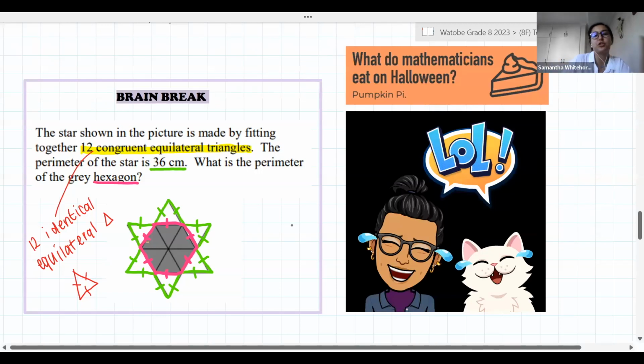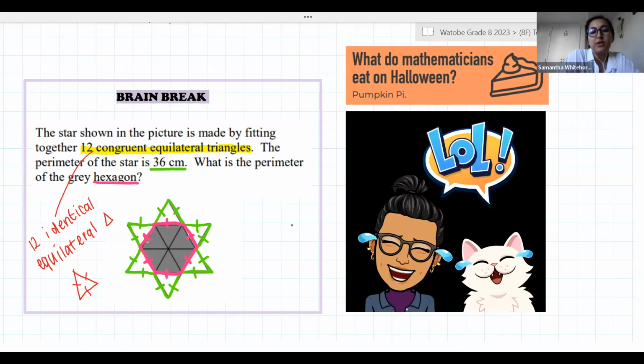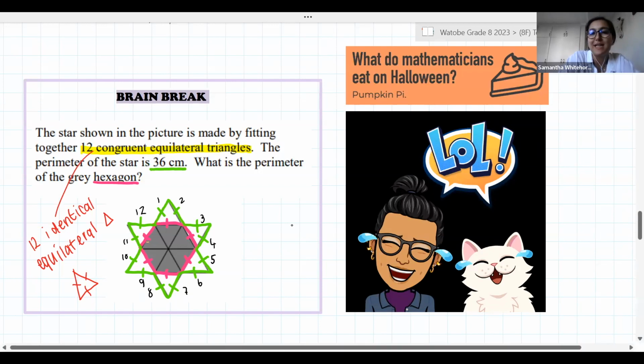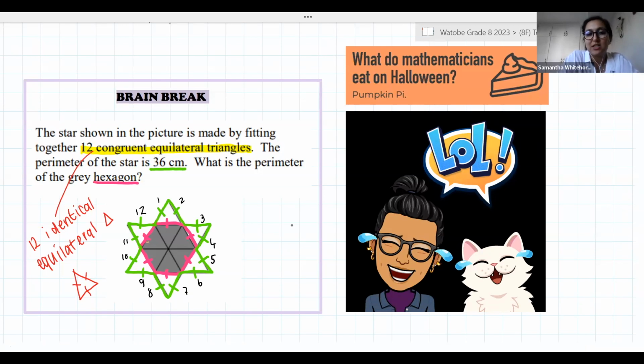All right, let's see how we got this. So we have got the green outline is 36. Now I'm adding 12 of the same length to get 36. So if I'm adding 12 of the same length to get 36, that means I could say 36 divided by 12 to get what one side of my triangle is, and that would be 3 centimeters. So every side here on every one of my equilateral triangles is 3 centimeters.